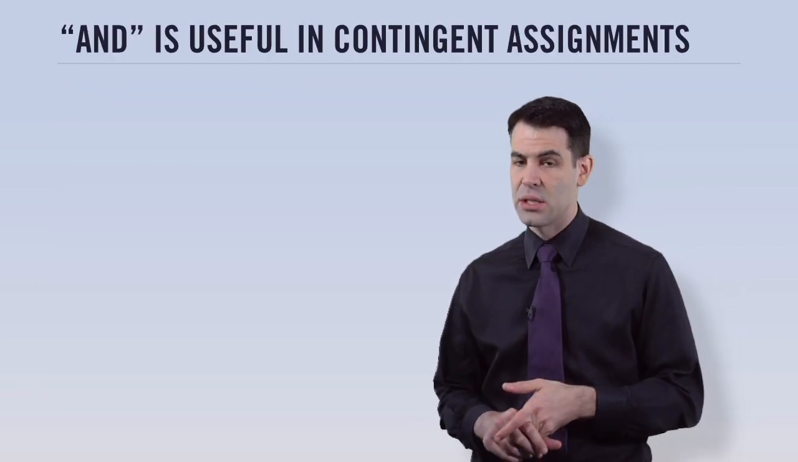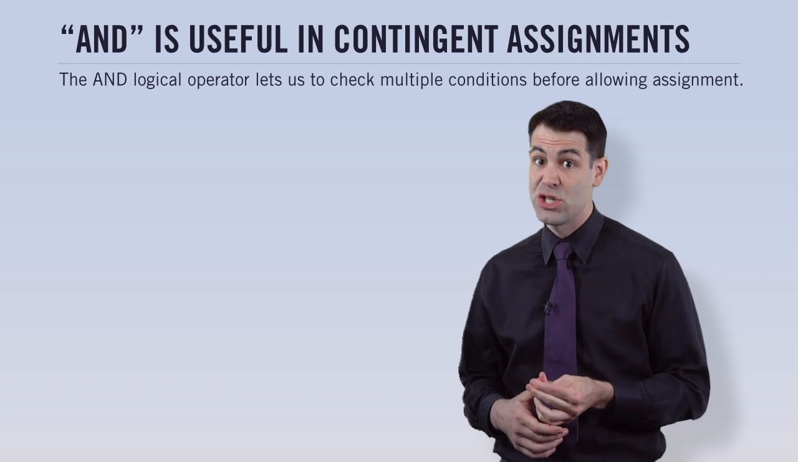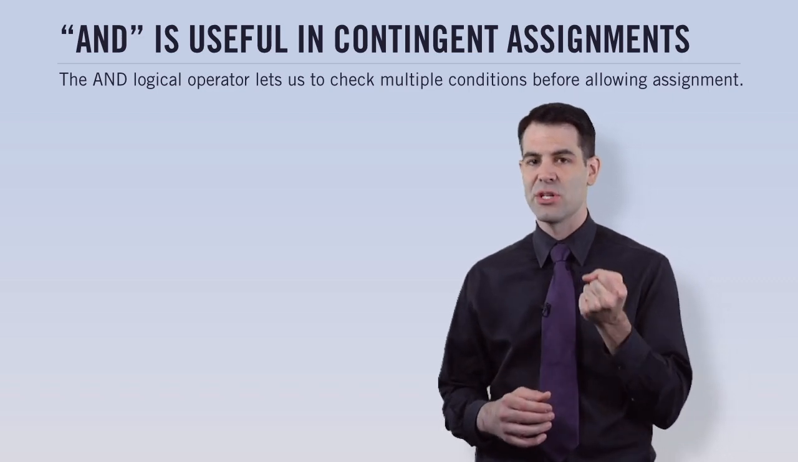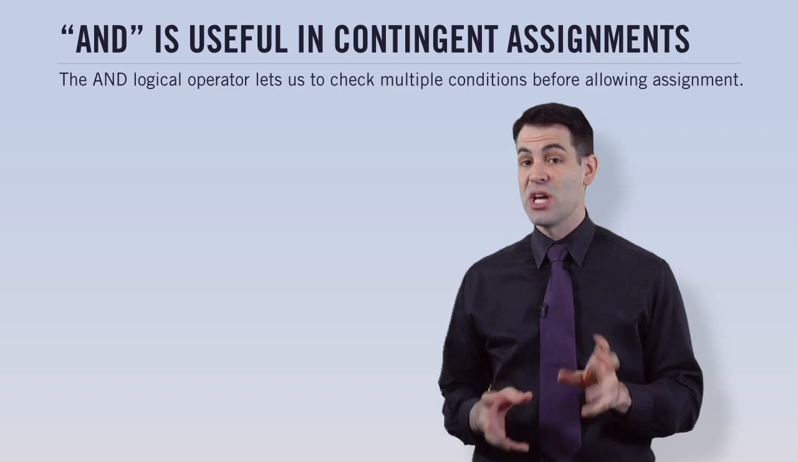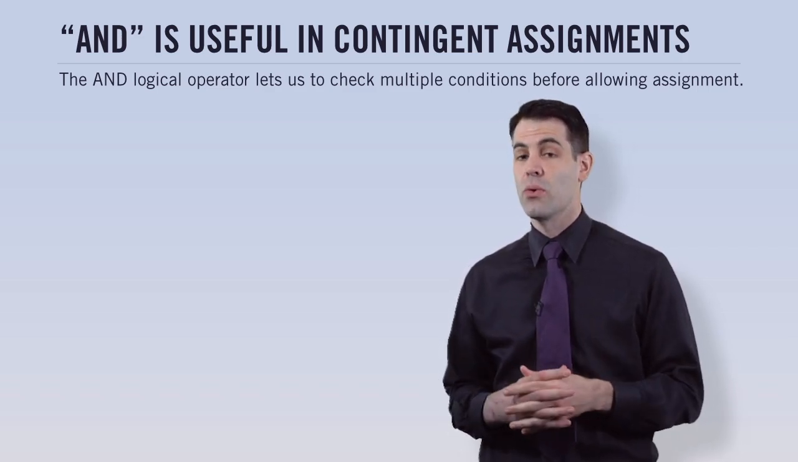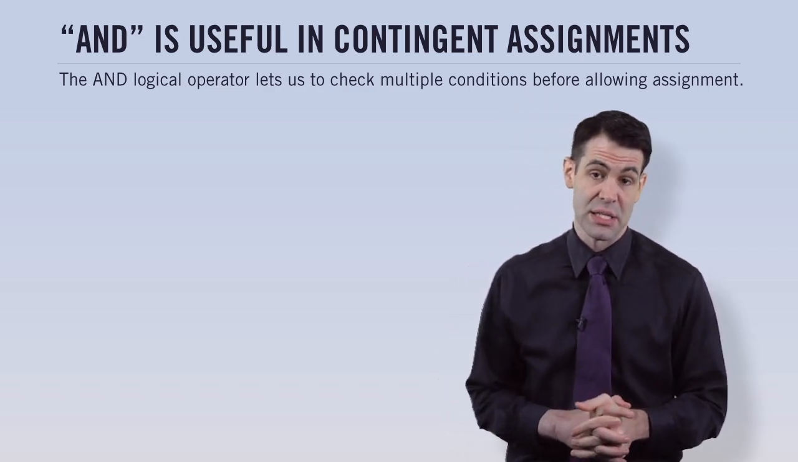Now where might you use this AND logical operator? It's very useful in contingent assignments where one thing's got to be true before this next thing can happen. The AND operator is going to let you check as well multiple conditions before we actually allow that assignment. So let's take a look.